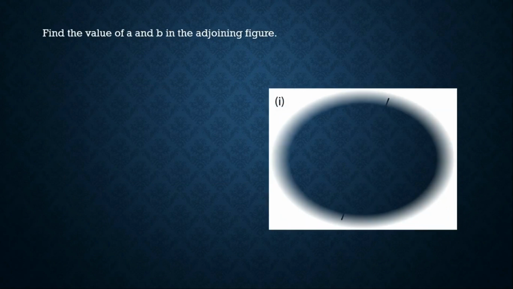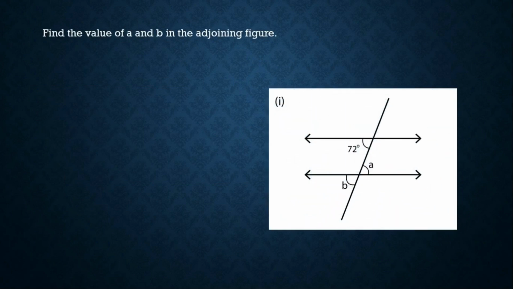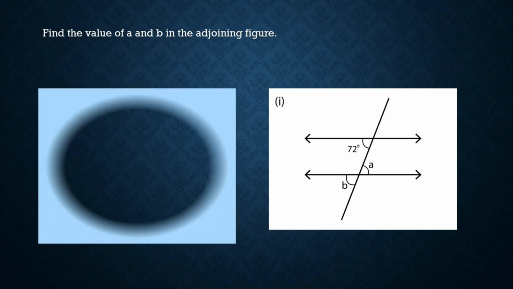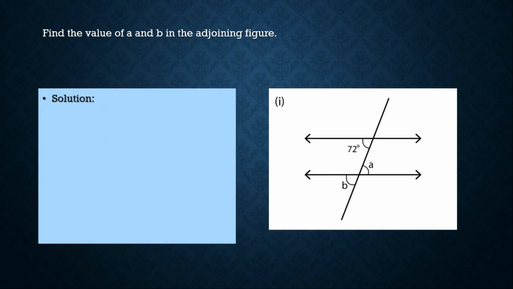Now let us see one more problem. Now we have to find the value of A and B. Now what is the value of A? Yes, very good, 72 degrees. Why? Because they are alternate interior angles. And what is the value of angle B? Yes, very good, 72 degrees. Why? Yes, because they are vertically opposite angles, and hence the value of A is 72 degrees and the value of B is 72 degrees. Now let us see the solution.